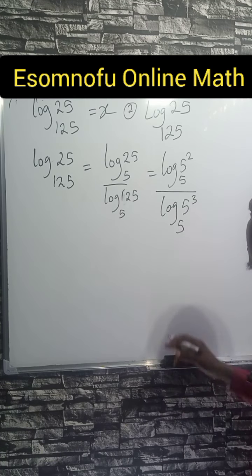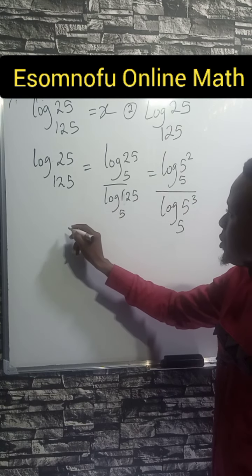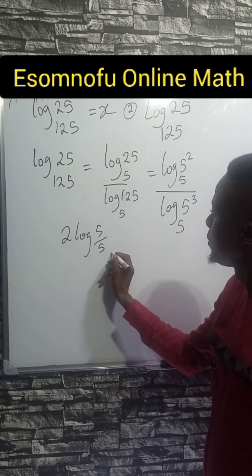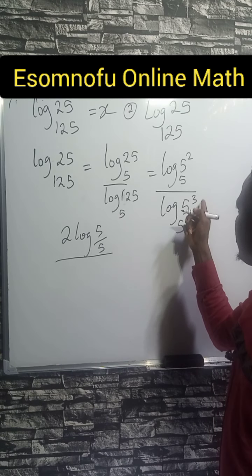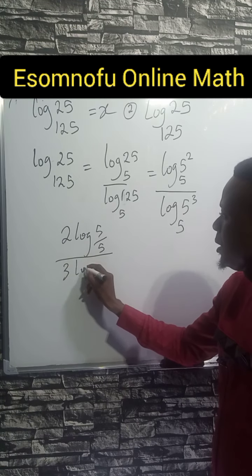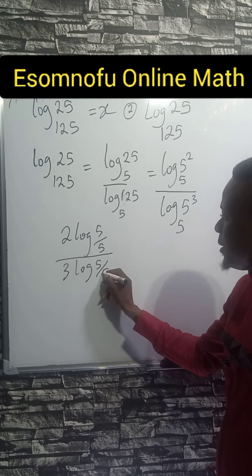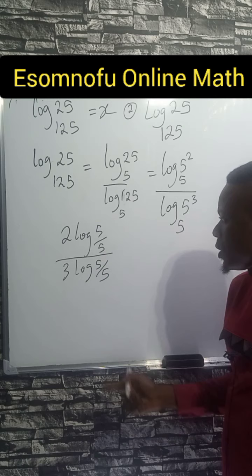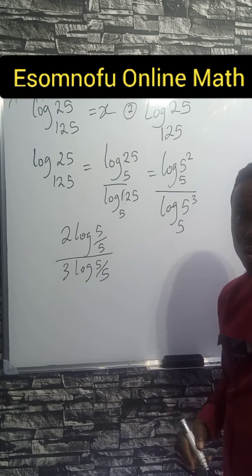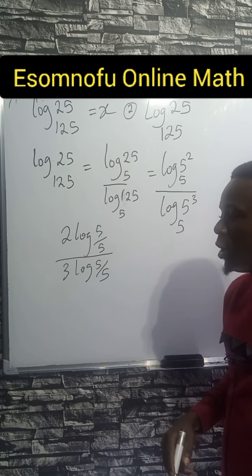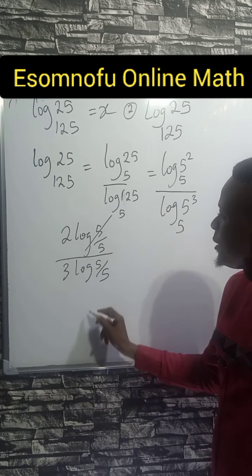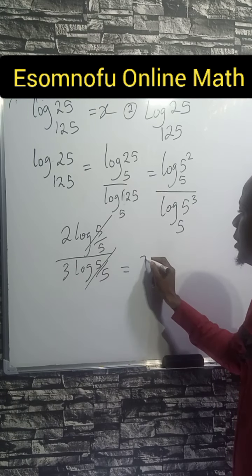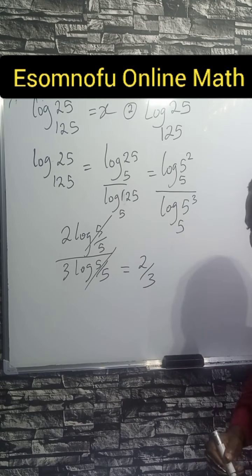From the laws of logarithm, the power comes to the back. So you shall have 2 log 5 base 5 all over, power comes to the back, 3 log 5 base 5. If I like, I will say that logarithm of 5 to base 5 is 1 and logarithm of 5 to base 5 is also 1. Or this is logarithm to base 5 and this is logarithm to base 5. They cancel out, leaving you behind with 2 over 3. So you can see that you've got the same answer of 2 over 3.